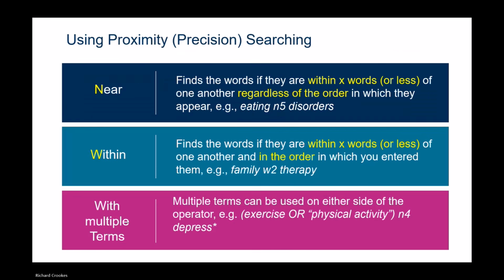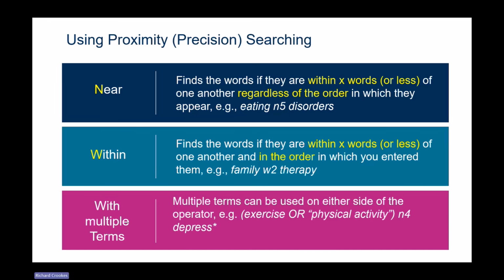In terms of proximity or precision searching, we have the near and within operators. Again, you may be familiar with this from using CINAHL or Medline on EBSCOhost. So near finds words if they are within a specified word range or less of one another, regardless of the order in which they appear or are entered. So eating N5 disorders means you'll find the term eating within 5 words or less of disorders, and disorders within 5 words or less of eating. Within finds the words if they are within a specified word range, again, or less of one another, and this time in the order in which you enter them.